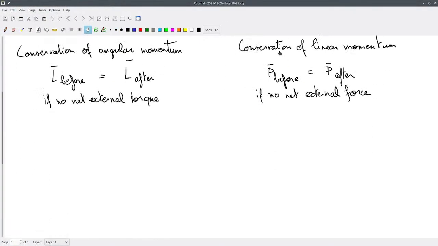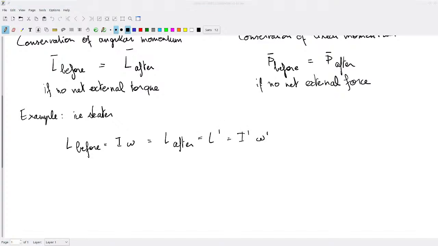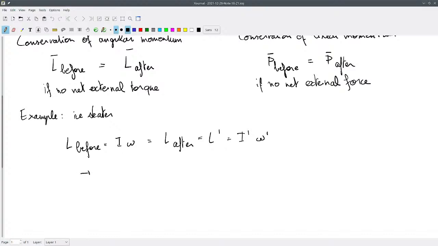So for our example with the ice skater, the angular momentum before, which was I times omega, will have to be equal to the angular momentum after, or L prime, which is I prime times omega prime. We can use this to calculate what omega prime is, but before I do, let's say what is the connection between I and I prime.